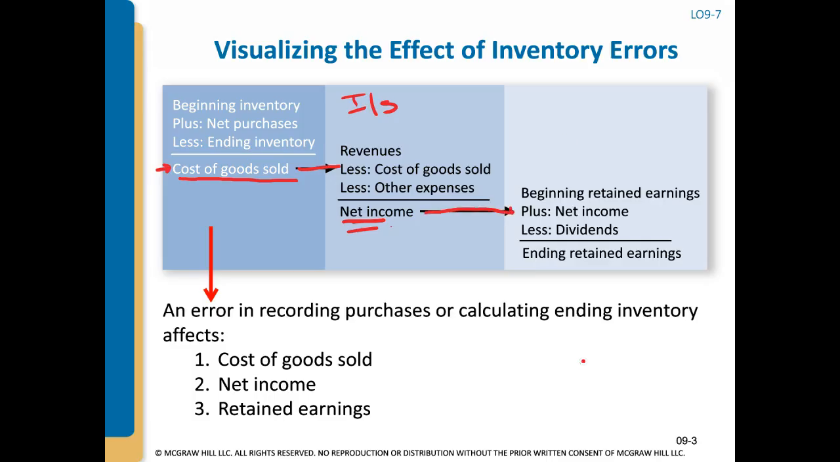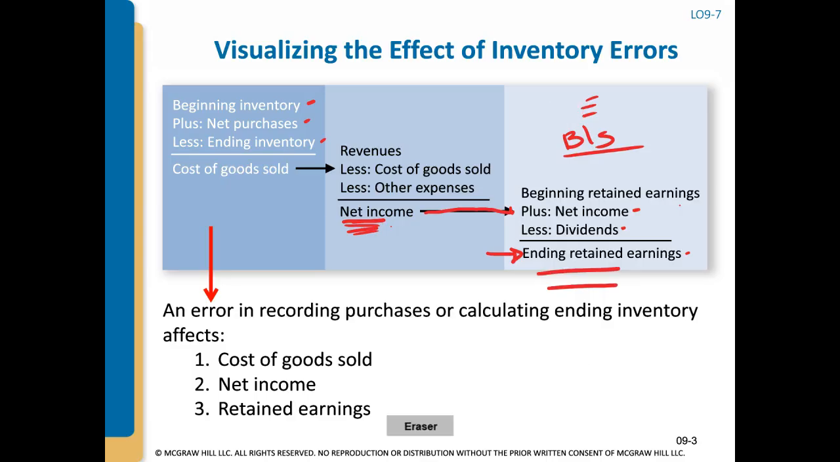Then your net income flows into your statement of retained earnings, where you have your beginning retained earnings plus your net income minus dividends, which gives you your ending retained earnings. So if your net income is incorrect, your ending retained earnings is incorrect as well. So if you have an error in your beginning inventory, your purchase amount, or your ending inventory, it's going to end up affecting your retained earnings.